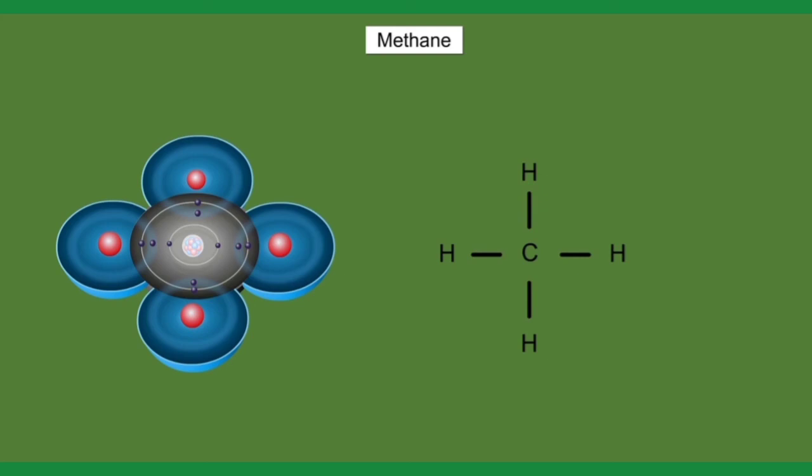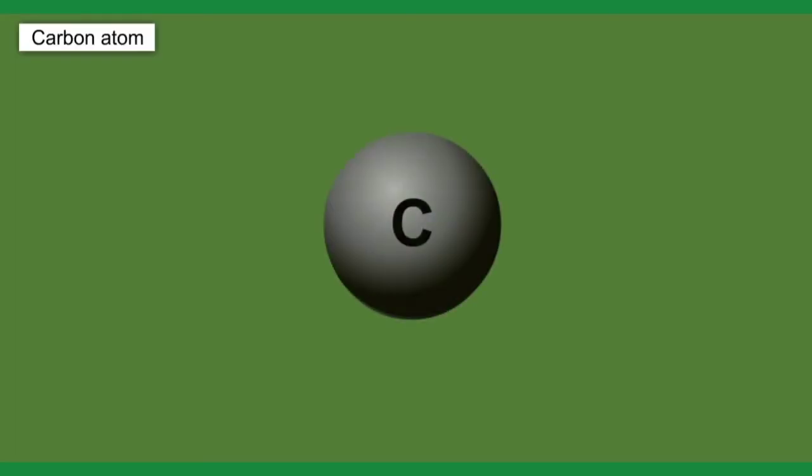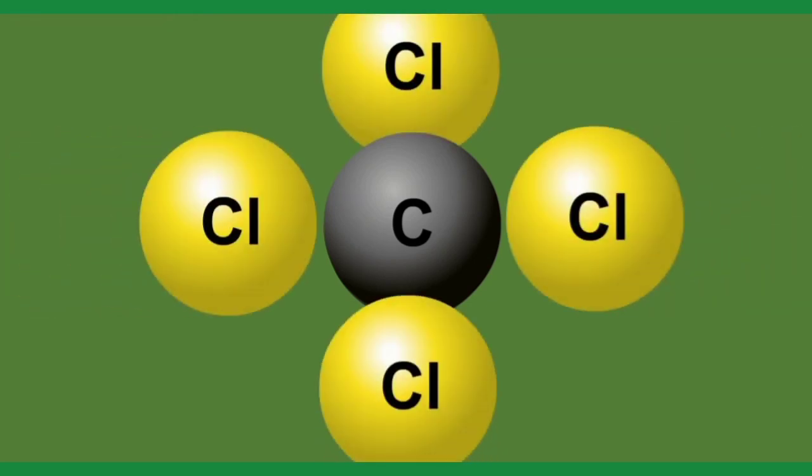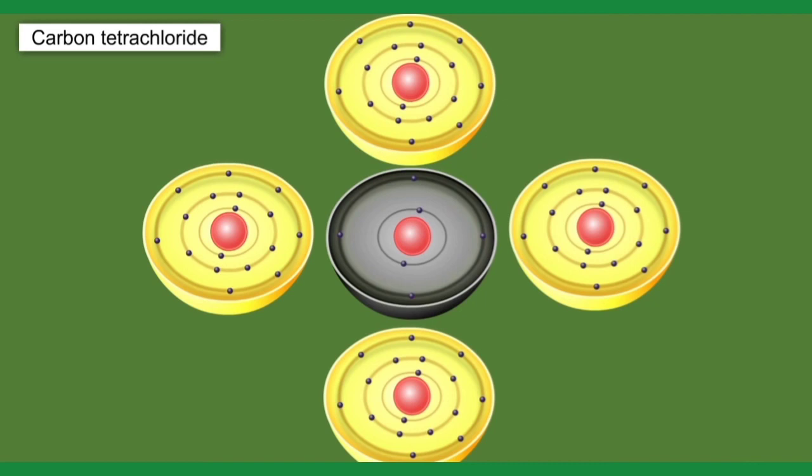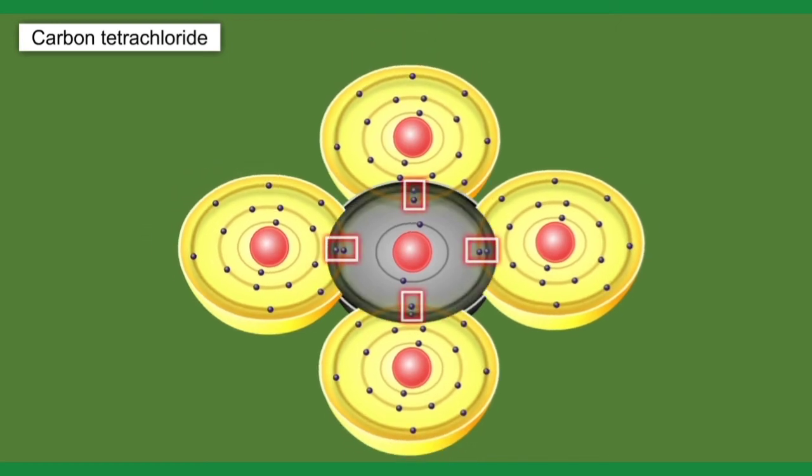Similarly, carbon forms bonds with 4 chlorine atoms. Let us see how. Each chlorine atom has 7 electrons in its outermost shell. So, each chlorine atom shares 1 valence electron of the carbon atom and achieves noble gas configuration. At the same time, carbon gets to share the valence electron of each chlorine atom, thereby getting 8 electrons in its valence shell. Thus, the molecule of carbon tetrachloride is formed, which can also be represented as shown here.